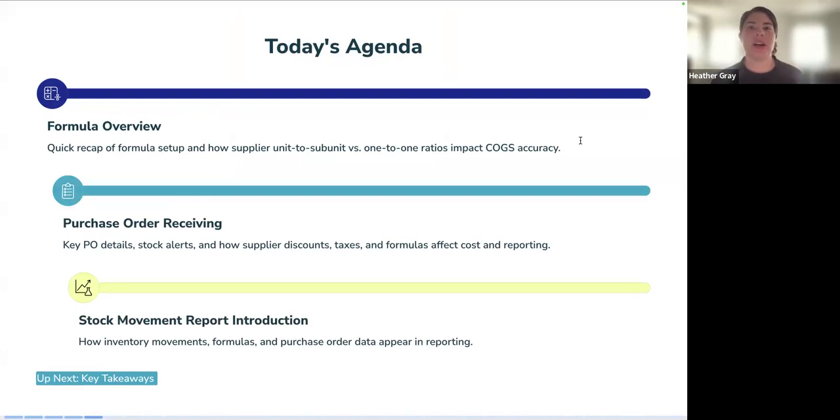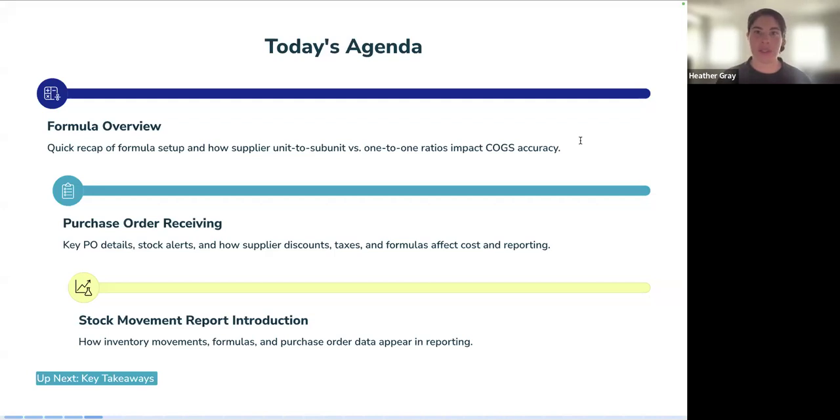All right, so let's go ahead and get started. In today's agenda, we're going to do a quick formula overview. This is a recap of what we talked about in the previous masterclass. We definitely talked a lot about supplier unit to subunit ratio setup and how it impacts COGS accuracy.